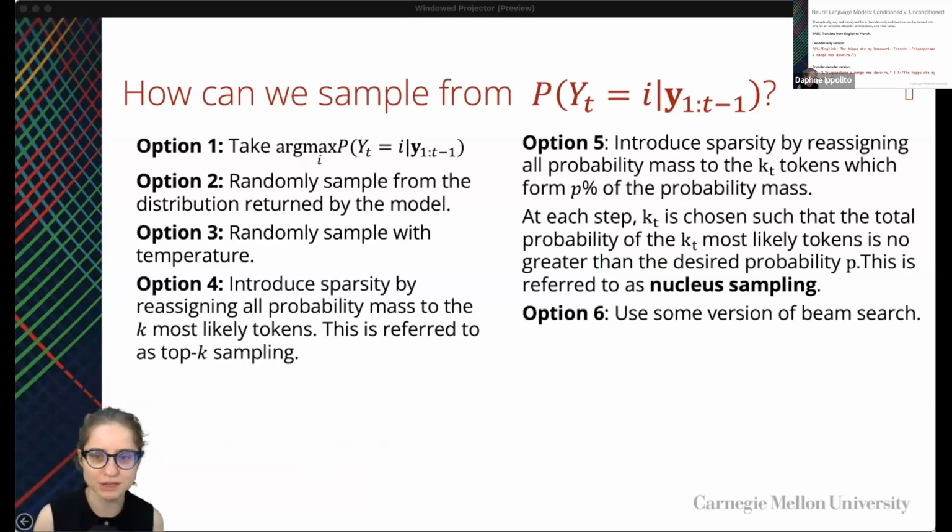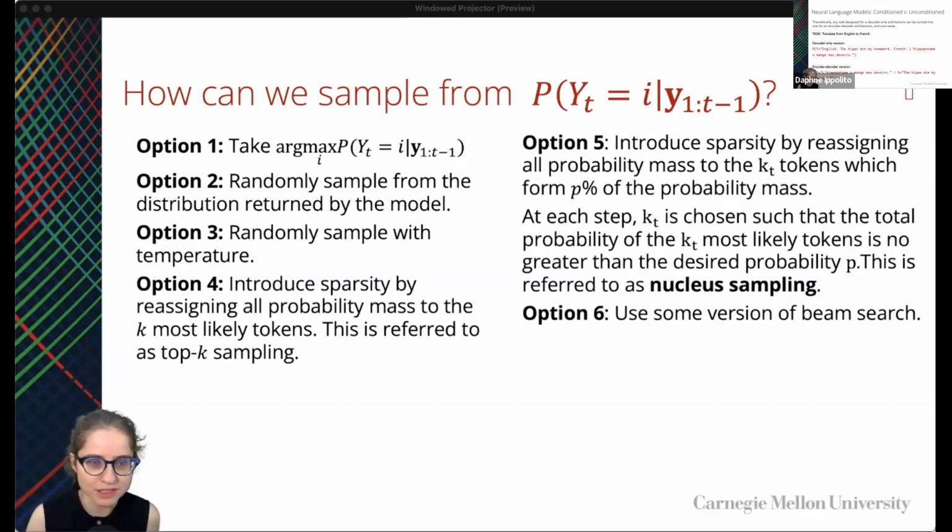Okay, so option 5, which I will mention just really briefly, is an improvement on top K random sampling, and this is the one that you'll be playing around with in the tutorial. So instead of picking a K and saying, I'm going to truncate the distributions to the K most likely words at every step, instead we pick a P, which is the percentage of the probability mass we want to keep at every step. And so this means that we now have a K sub T at each step of generation. We choose to sample from the K sub T tokens, which form P% of the probability mass. And this approach is often called Nucleus sampling.